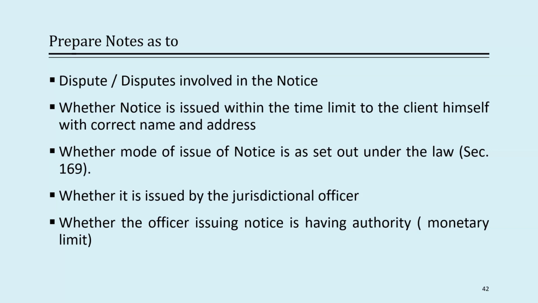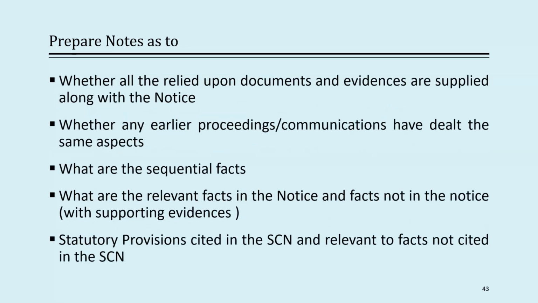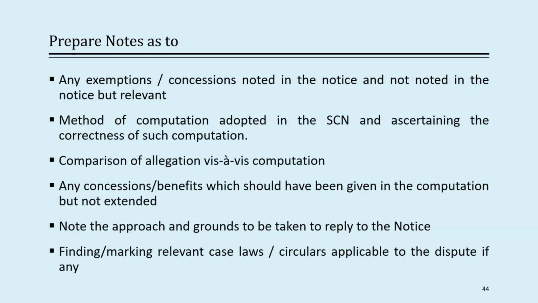And see the mode of communication of the notice, proper or not, jurisdiction proper or not, and time limit. That is quite important. And whether the officer has given all the relied upon documents and earlier proceedings, sequential facts, this I've already covered. And see whether any exemption or concession is available to the assessee. Notice may tell that you are not eligible for exemption, but I need to assess it again properly, whether actually I'm eligible for an exemption or not.